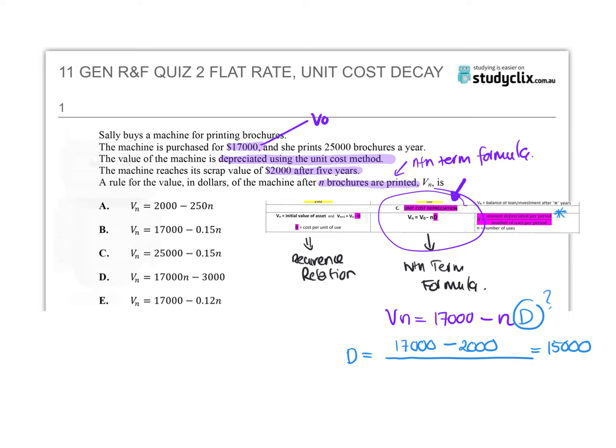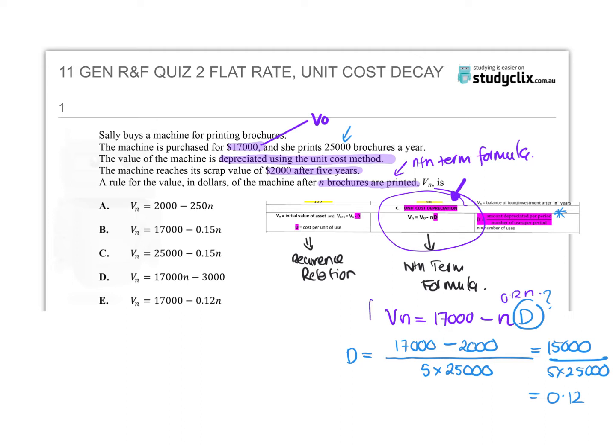So how many uses did it have in 5 years? It was 5. They told me up here it was 25,000 every year. So I'm going to say 15,000 divided by 5 times 25,000. So if you do that, what do we get? I'll just write that in. So pop that into your calculator. And I get that to be 0.12. So for every brochure printed, it's 12 cents. So going back to this formula here, this will be 0.12n.